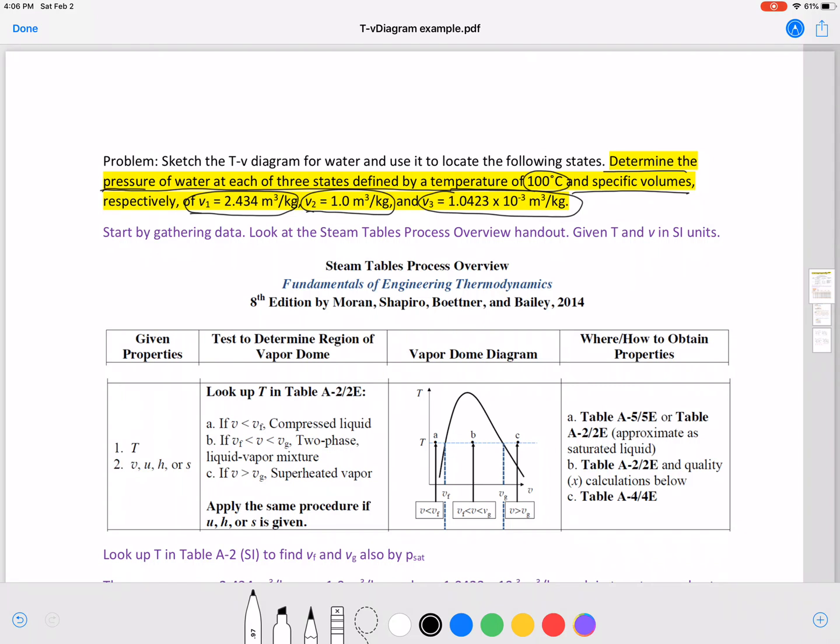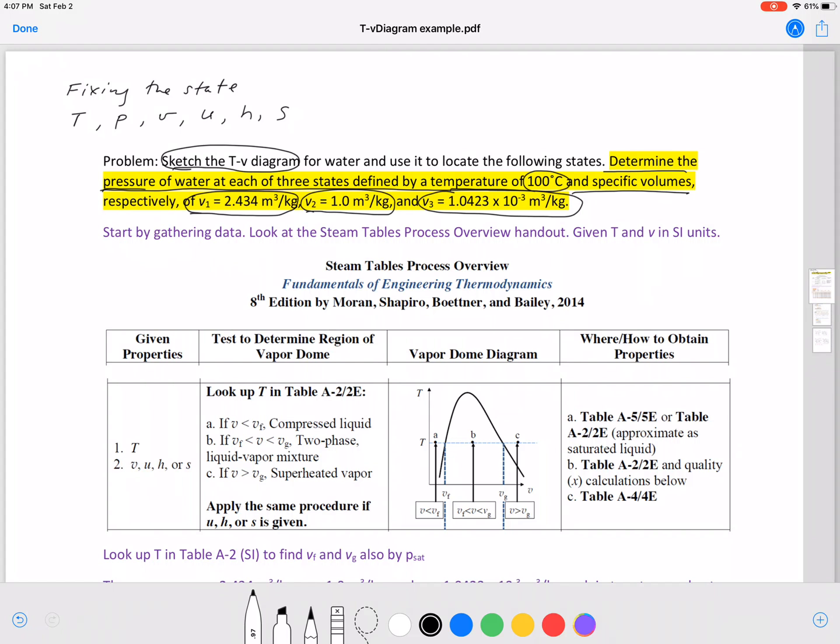So although they're asking us to find pressure, we're also going to eventually sketch the temperature-specific volume diagram and a pressure-specific volume diagram, as well as talk about what we call fixing the state. We could find our other state properties, and the properties that define a state are temperature, pressure, specific volume, specific internal energy, specific enthalpy, and specific entropy. So this process could be used to find all of these state variables.